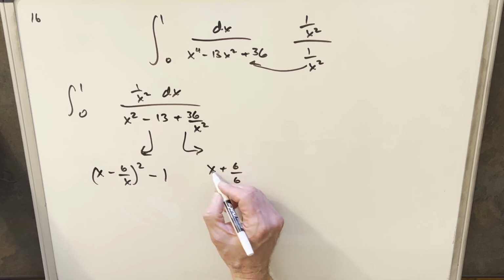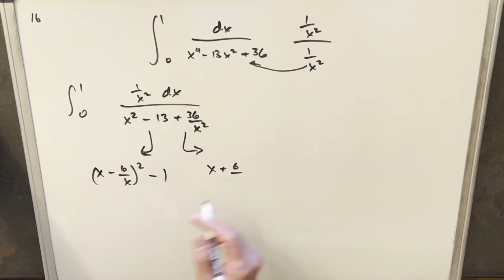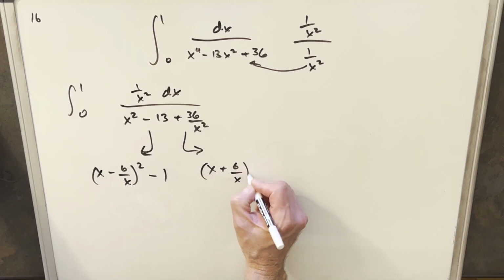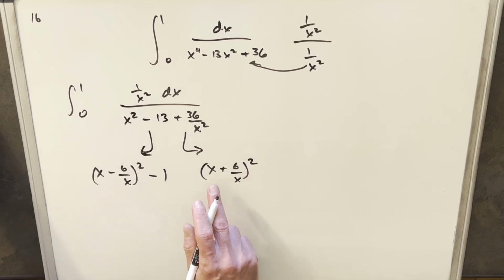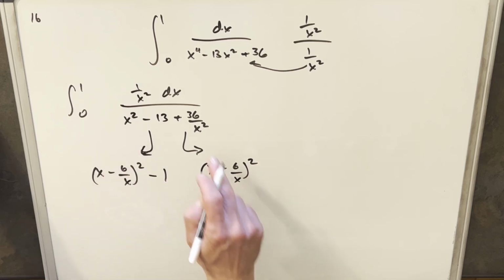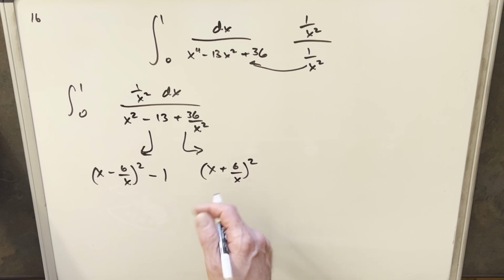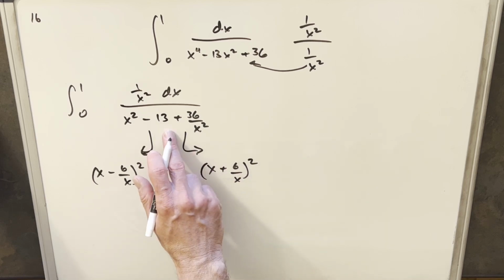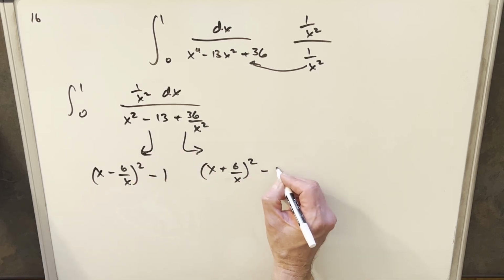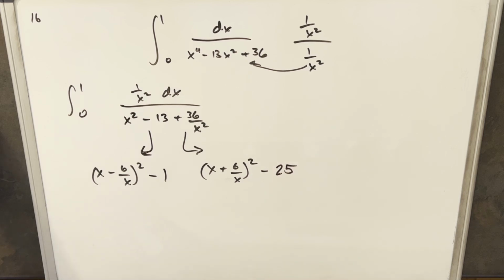Now the other factoring I want to use is really similar. We'll write it as x plus 6 over x squared. Again, noticing this is going to give us our x squared, our 36 over x squared, but a plus 12. To get from plus 12 to minus 13, we need to subtract off 25. And what I'm trying to do with all this is I'm trying to set up a u substitution.